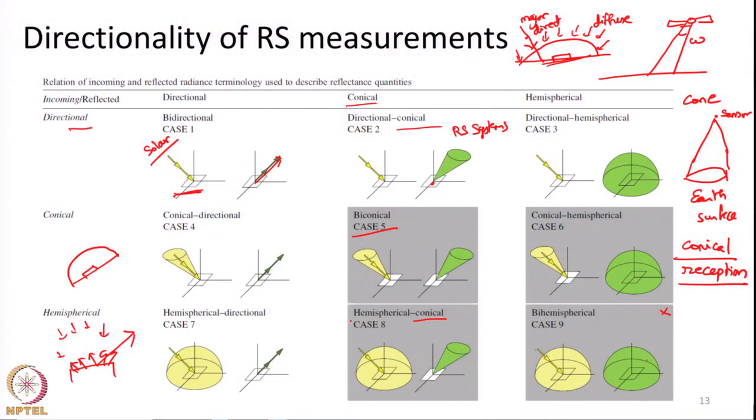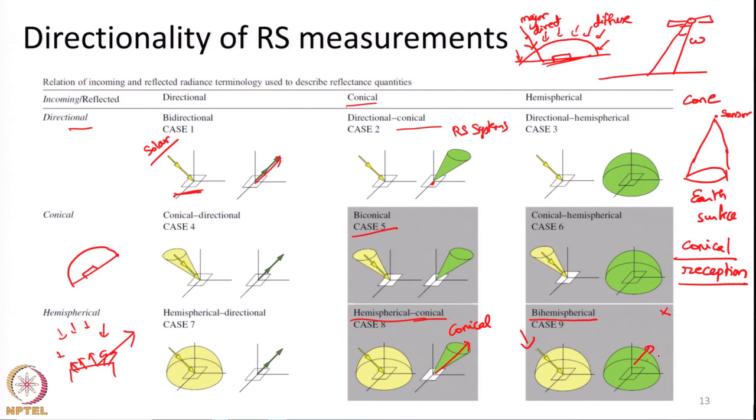So considering all these cases, normally in remote sensing, we will mostly be doing hemispherical-conical measurements. That is, incoming radiation is hemispherical, taken together within the entire hemisphere surrounding an object, but whatever measurements we do will be in one particular direction, conical outwards. So hemispherical here refers to the direction of incoming energy, conical in the second term refers to the direction of outgoing energy. Similarly, if at all we are able to measure the energy within the entire hemisphere surrounding an object, we call it bihemispherical measurements. Incoming energy is also considered within the full hemisphere, and outgoing energy also is considered within the full hemisphere surrounding an object.